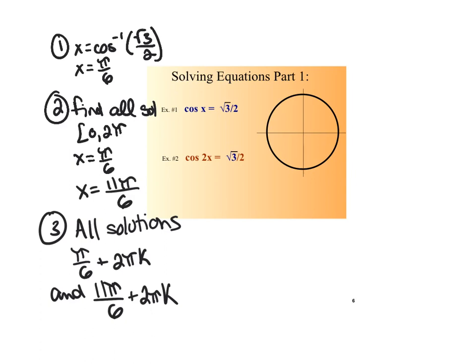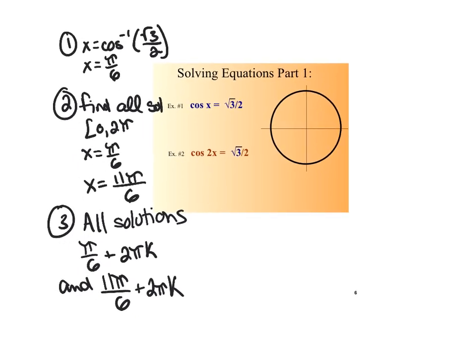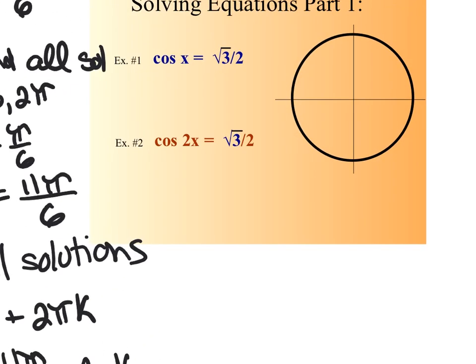Okay, so let's try the second one. The difference is that this time it says cosine of 2x equals √3/2. What happened is that if you remember, this 2 is the b, and this makes it a horizontal compression of a half, which means that I'm going to have double the answers.